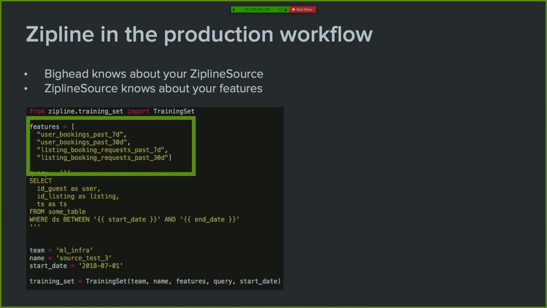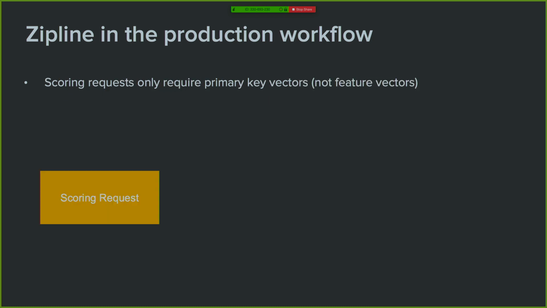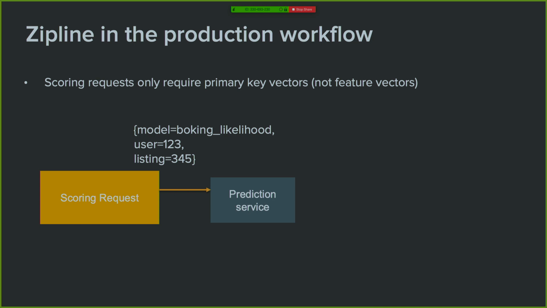OK, the other cool thing that we can do now that Zipline knows these things and knows your features is that in production, we have simplified the workflow of scoring a lot. So let's say we have a scoring request now for some model, the booking likelihood model I gave as an example prior. Before, if I was going to score the booking likelihood model, which I've already uploaded to my prediction service, which I'm not talking about today, but we have other information on that if you want, I would have had to get that whole feature vector myself and send that feature vector to the prediction service. This is where that opportunity for inconsistency comes in, during that feature fetching.